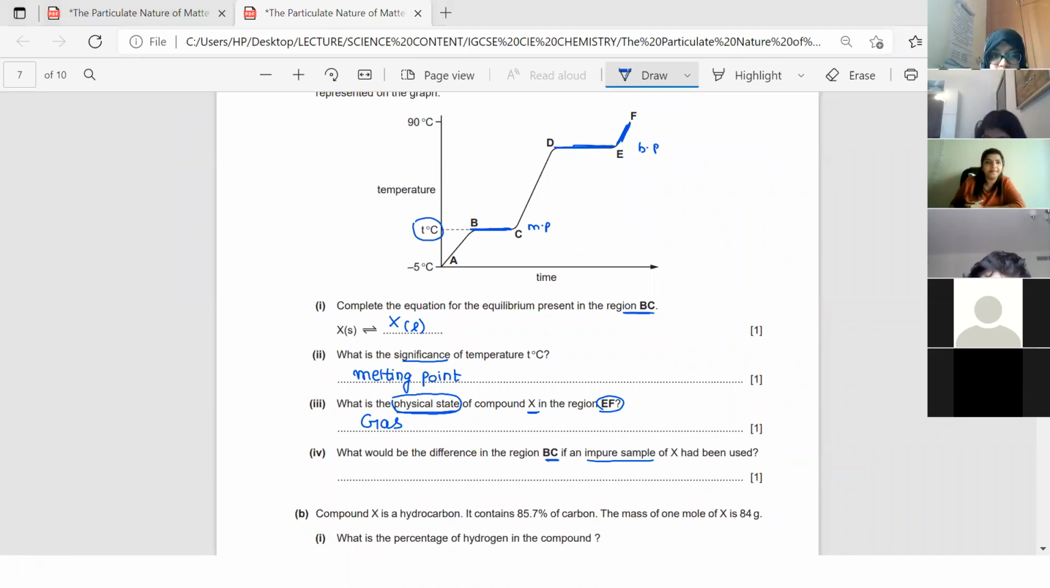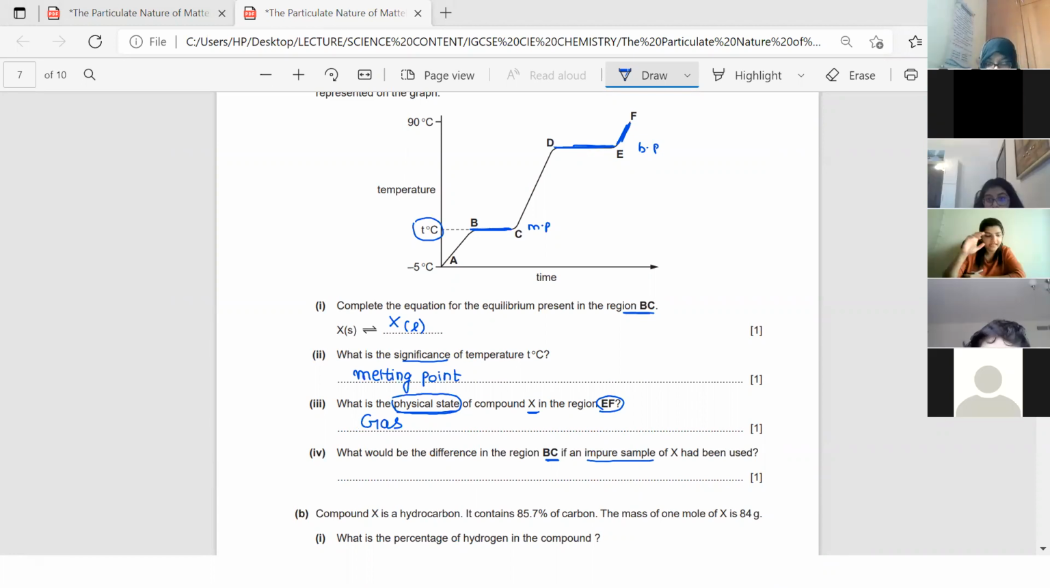Yes, Salma. The boiling point will increase and the melting point will decrease. So over here, BC is which region? It is the melting point. So what answer will you write? The melting point will decrease. So can I say the region BC will be below its melting point? The line will be lower. Yes, that's absolutely good.